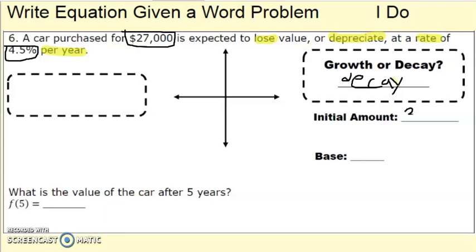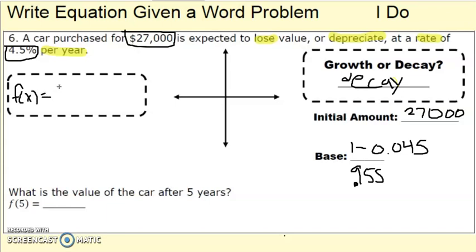So since it's losing value, that's a decay. The initial amount is $27,000. The base is going to be 1 minus 0.045, which is 0.955. So let's set up our function. We have f(x) equals 27,000 times (0.955) to the x power.